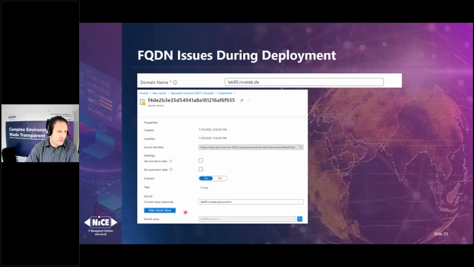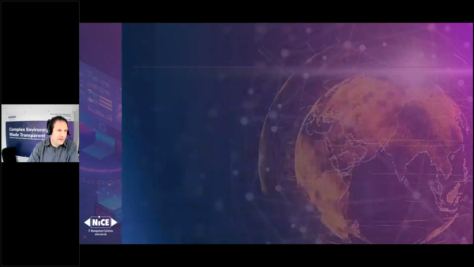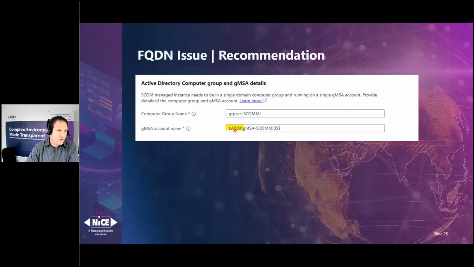You provide a key vault, and in the key vault you put the secret. This is the user you create. I just took a screenshot to provide to Microsoft, because there is an issue currently. For me it resolved when I use the FQDN in every place except here. If you use the gMSA account, it had to work for me once I put the domain name here without the FQDN, without the dot nice lab, dot de. That was the change.